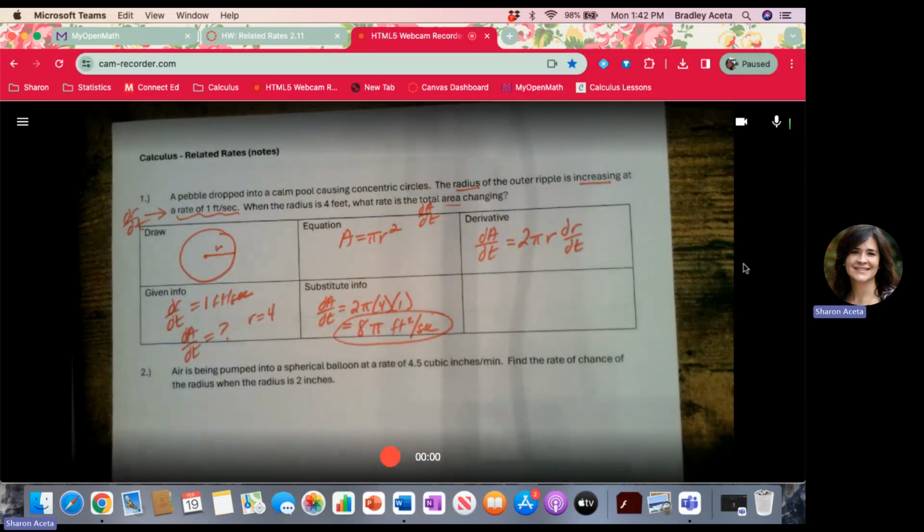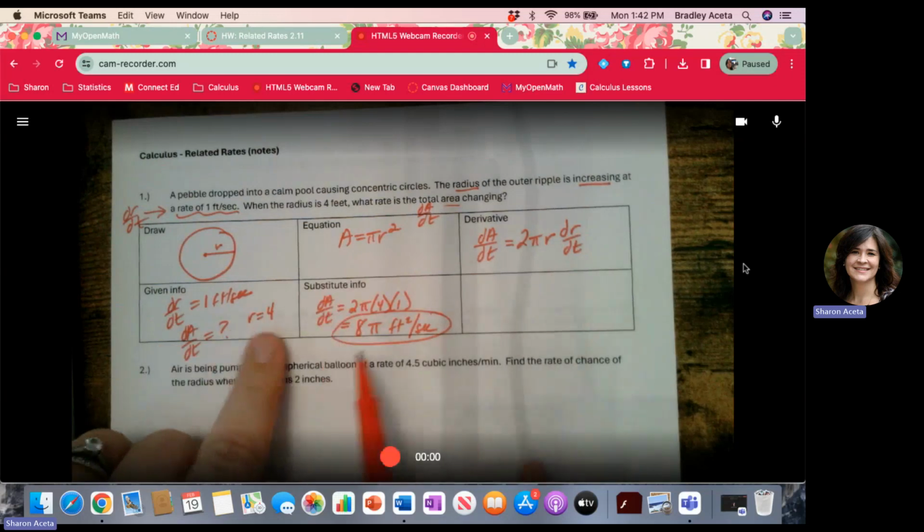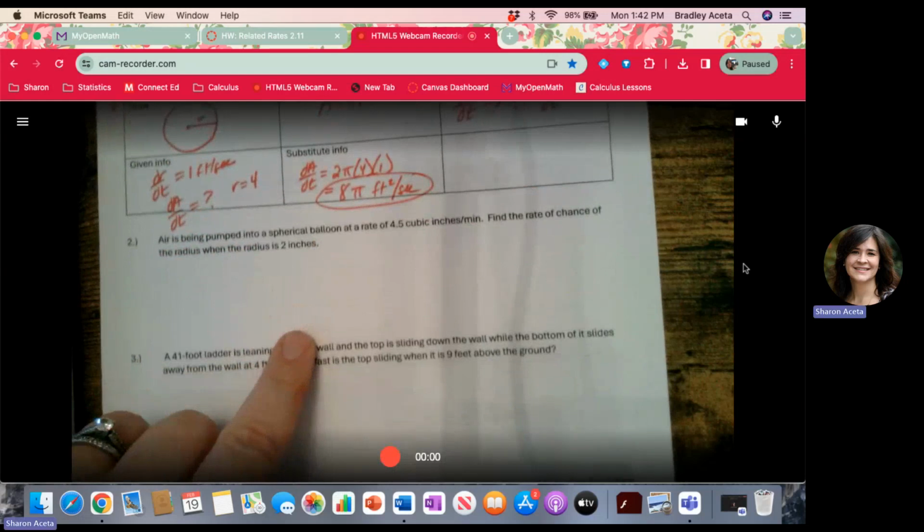And that's just a very general one, but that's how we're going to do most of these problems. You're going to have some kind of formula, some kind of equation. You're going to take the derivative of it with respect to time, substitute in your information, and solve. All right, let's do another one.